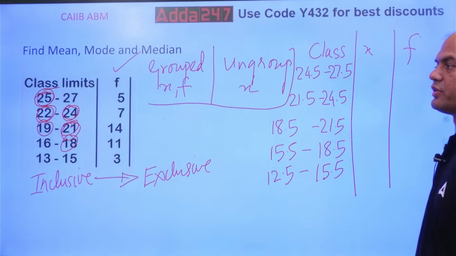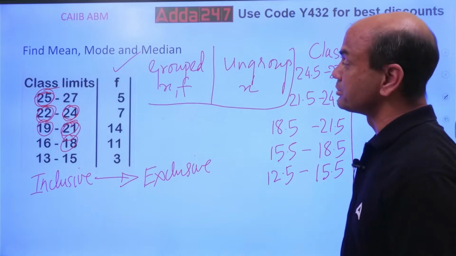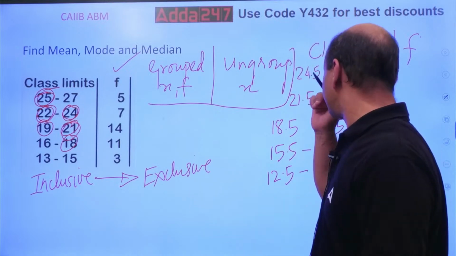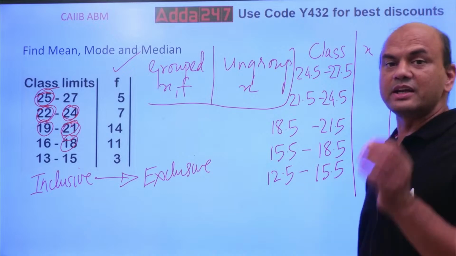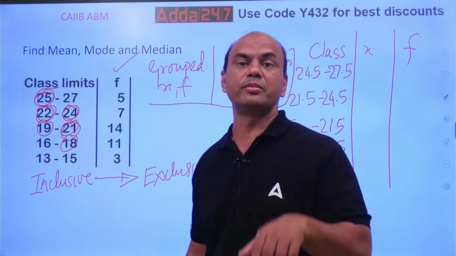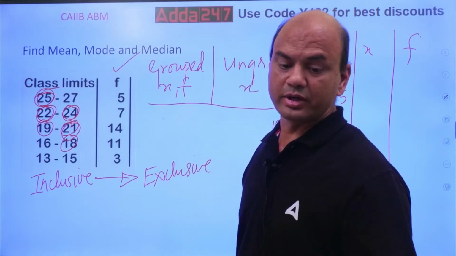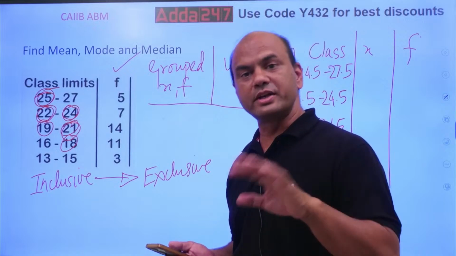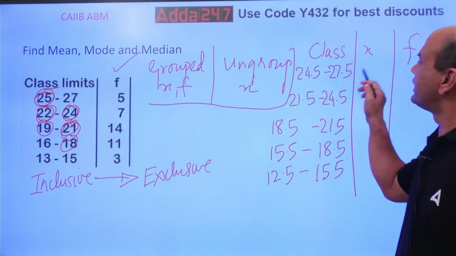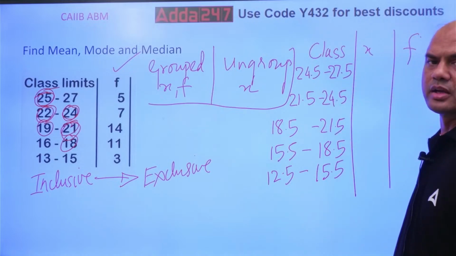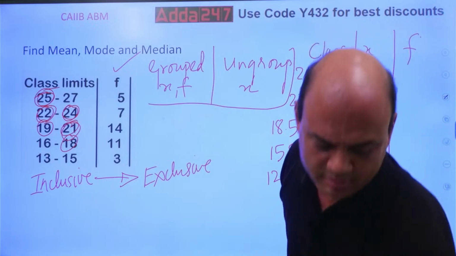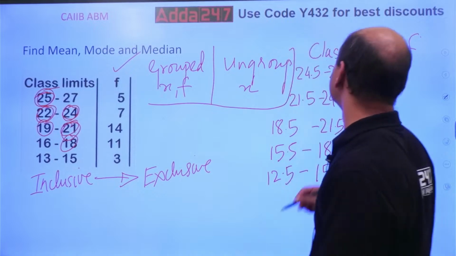Once you get this class, you have to find out the class mark now. Class mark means the center. What is the center of 24.5 and 27.5? How do you find the class mark? Add these two and divide by 2. 24.5 plus 27.5, divided by 2. Make the 0.5 into 28, 28 plus 24 is 52. 52 divided by 2 is 26. So you are getting 26 over here.